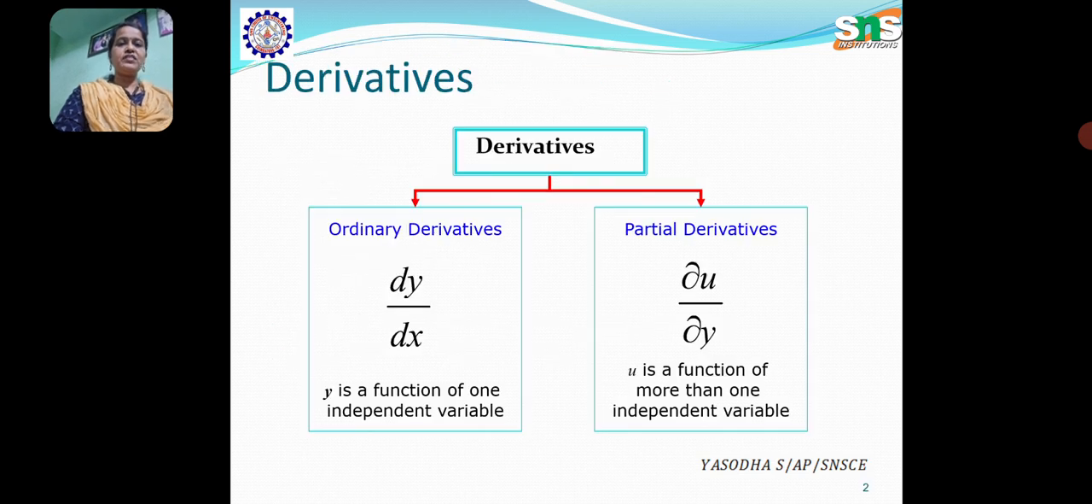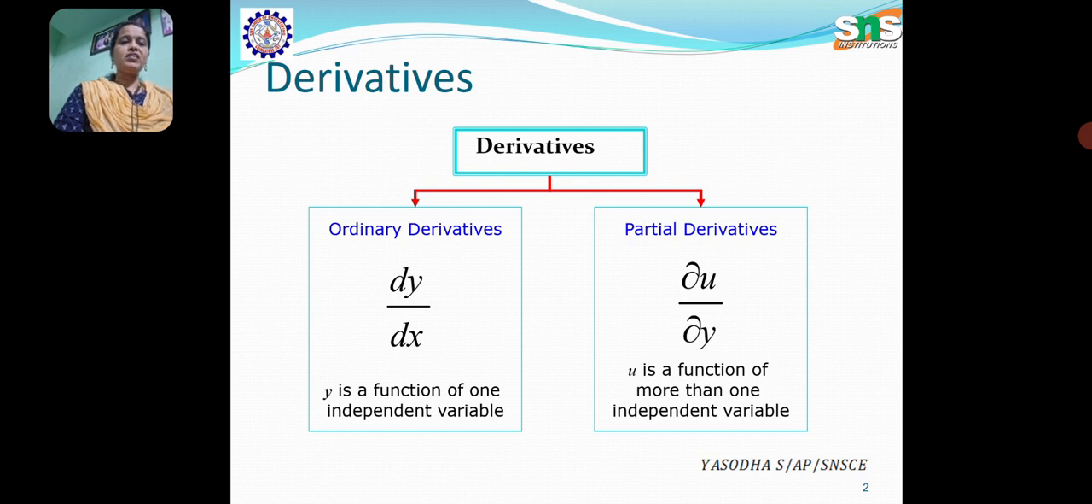First, derivative. So what is derivative? Derivative is nothing but the rate of change with respect to something, right? So in this world, change is the only thing we can't change, right? We have two types of derivatives, that is ordinary derivatives and partial derivatives. So what is ordinary derivative? Ordinary derivative is where only one independent variable occurs. That means the rate of change with respect to only one variable. That is called ordinary derivatives.